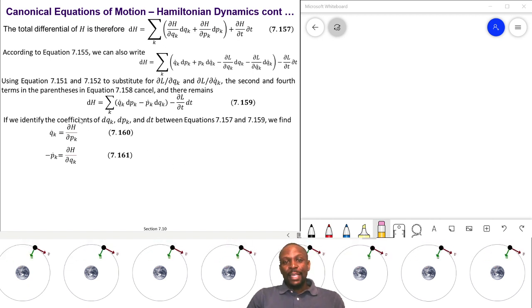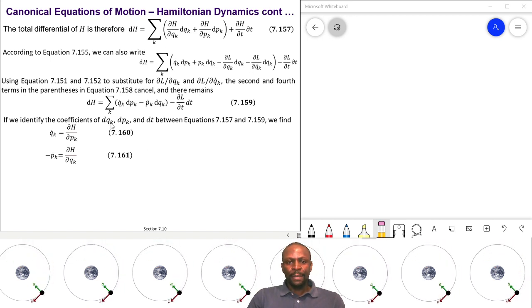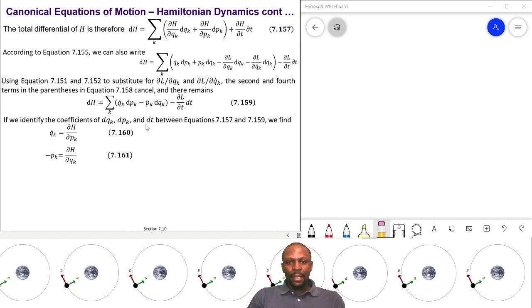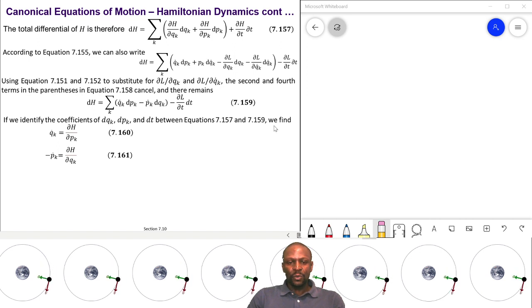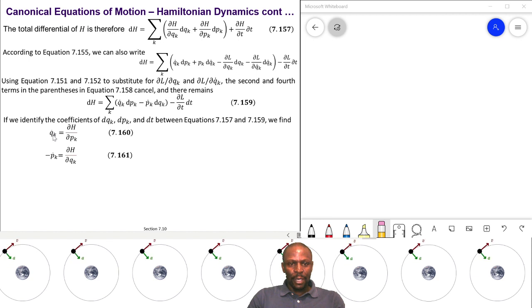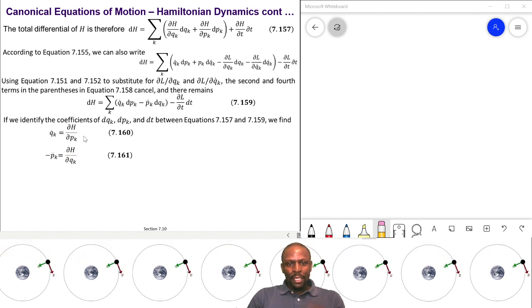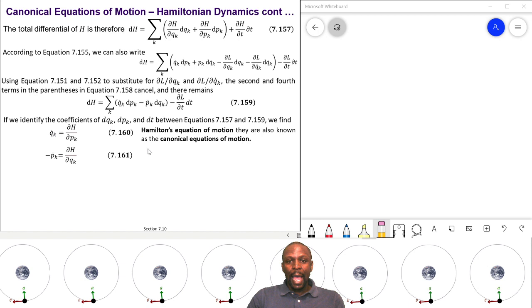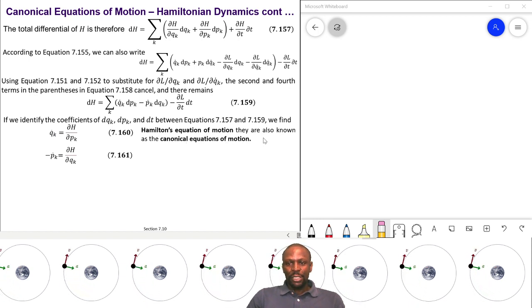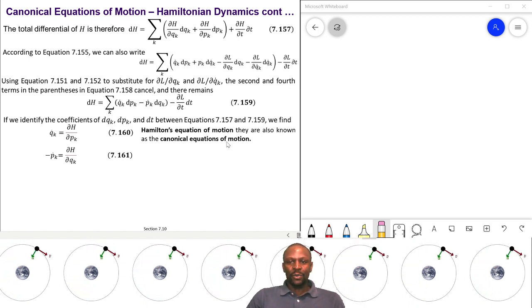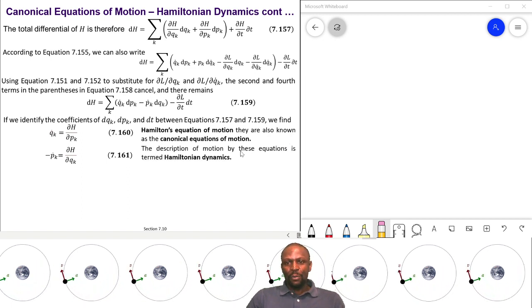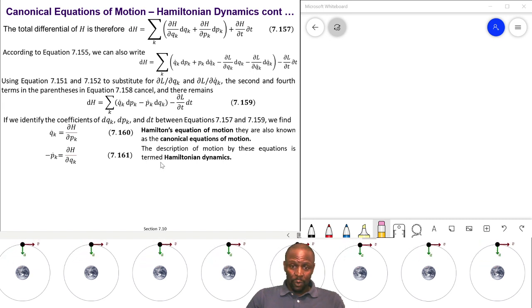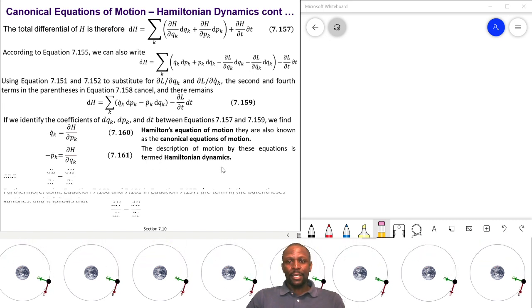And if we identify the coefficients of this and the dt between the equations, this is what we will find: the q dot and the p dot are just given by that. And these equations are Hamilton's equations of motion. They are also known as the canonical equations of motion. Right. The description of motion by these equations is what we term the Hamiltonian dynamics.